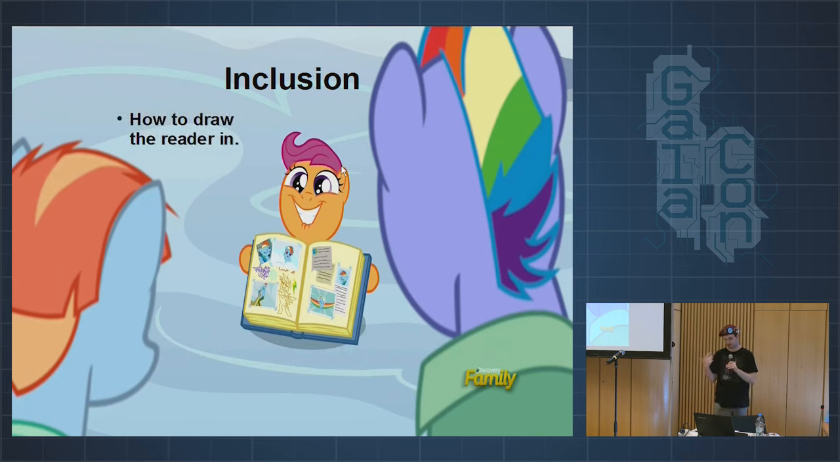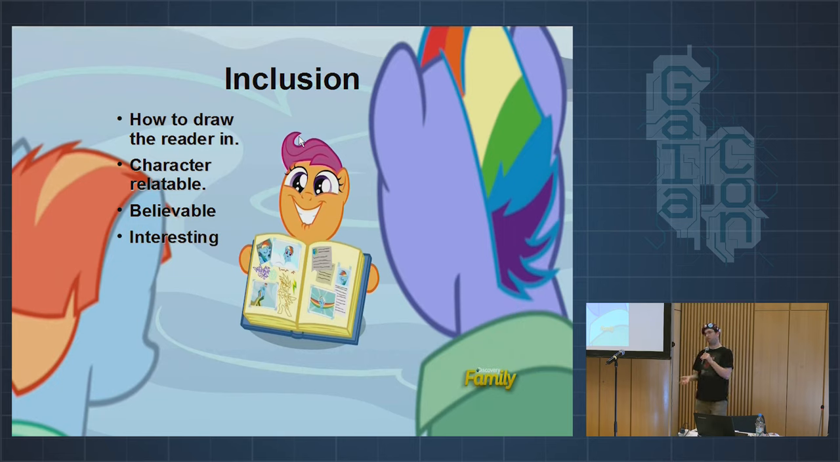How to draw the reader in, I have tried to explain. A relatable, believable character. The believable character is difficult, because you have an aspect, the vision of a character like Scootaloo. Everyone envisioned Scootaloo in a slightly different way.